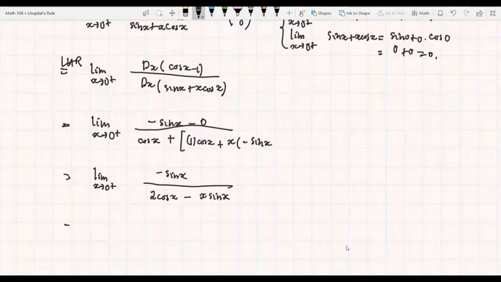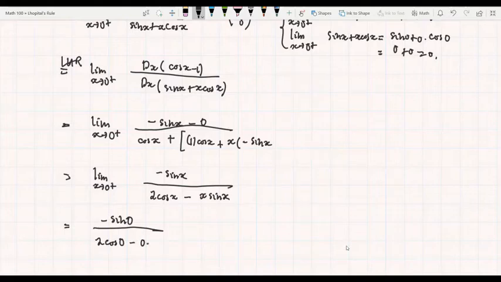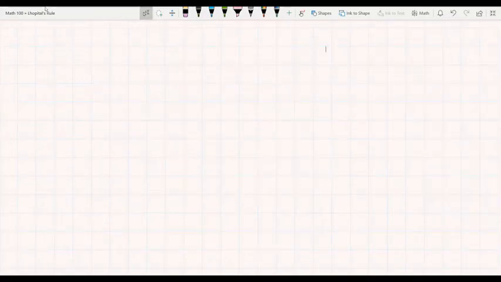So evaluating the limit, we have negative sine 0 over 2 cosine 0 minus 0 times sine 0. So this is nothing but 0 over 2 minus 0, or 0 over 2, so we get 0. So the value of the limit that we want is 0. So let's proceed to the second example.